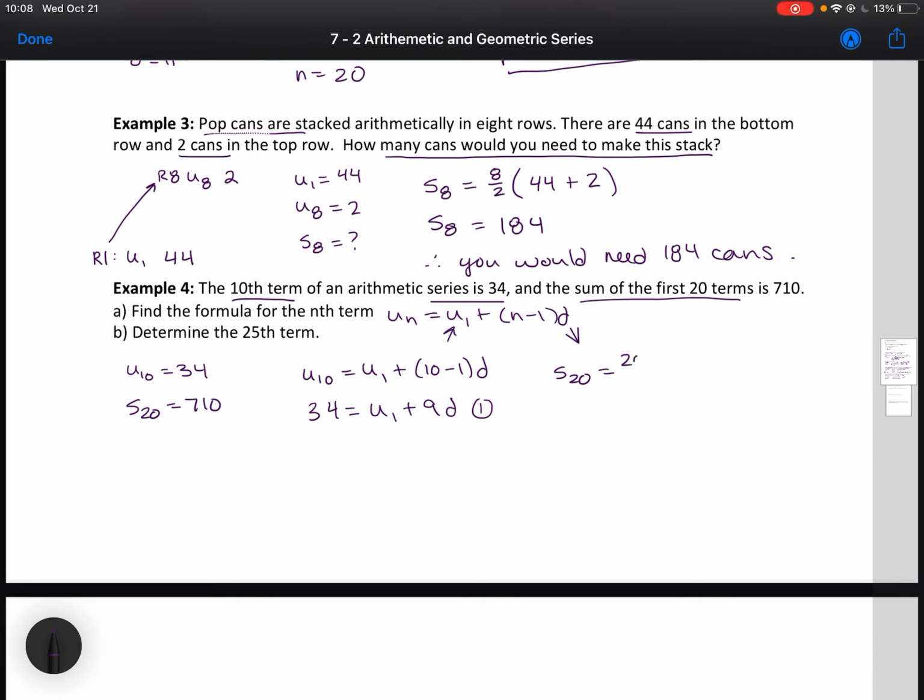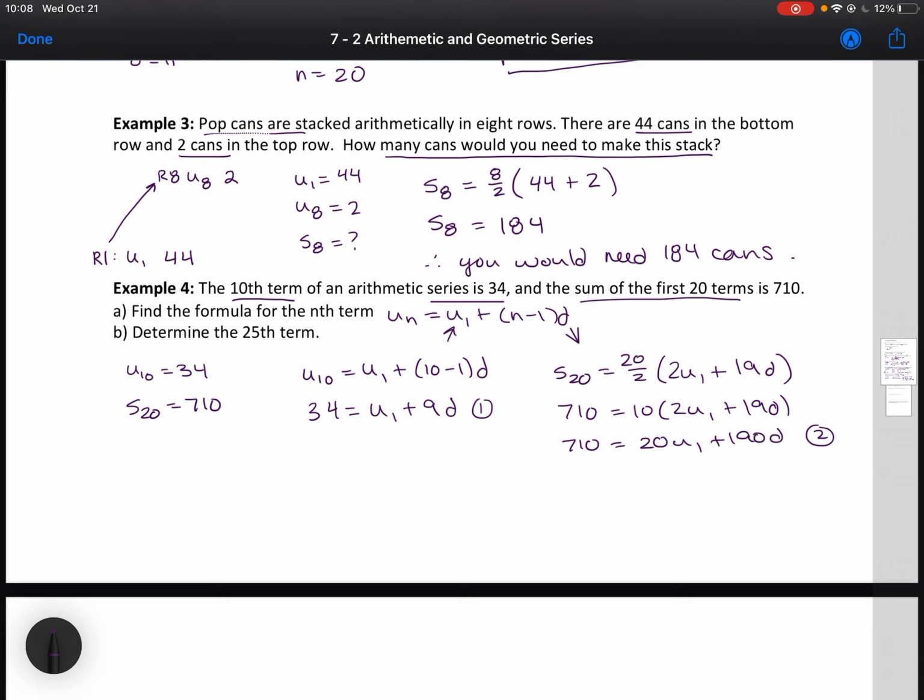So I know that the sum of the first 20 terms is equal to 20 over 2 times (2U1 plus 19D minus 1). And I also know that it equals 710. So now I've got a second equation here. We'll expand a little bit further: 20U1 plus 190D. Here's my second equation.